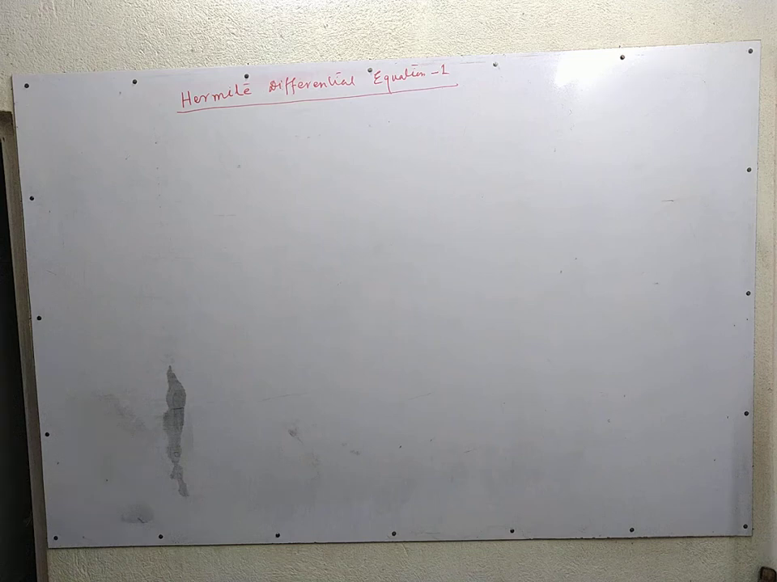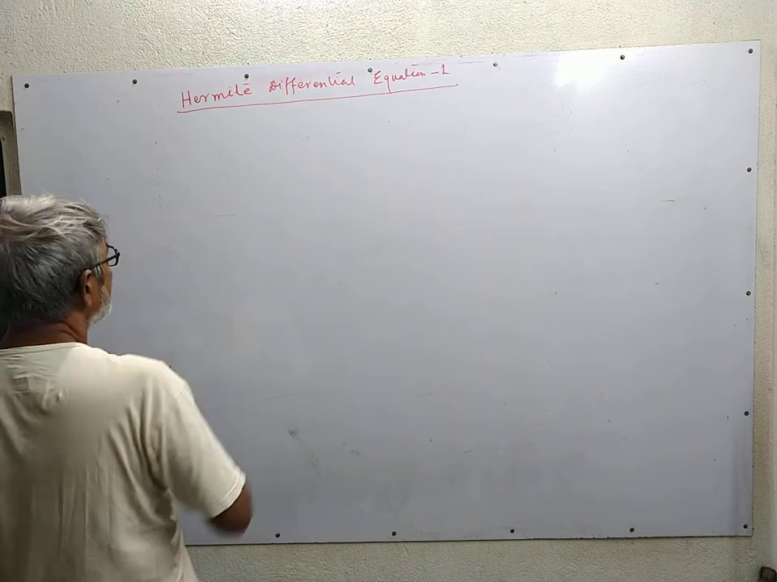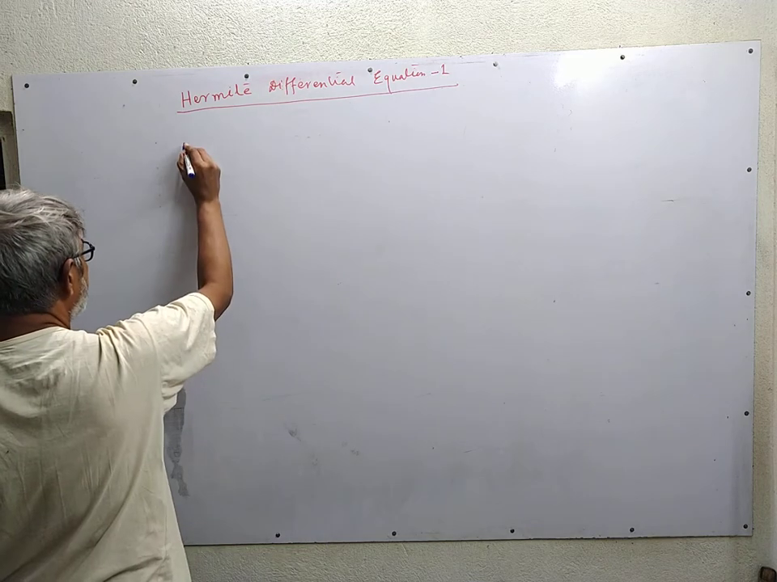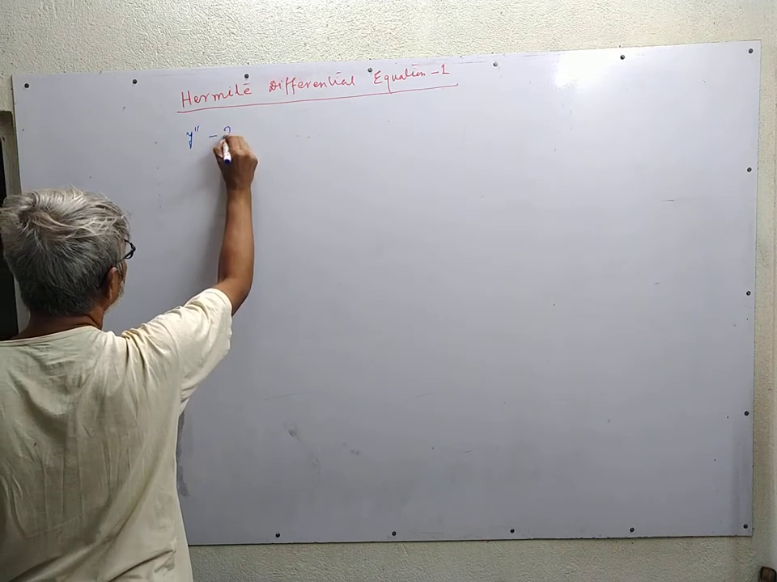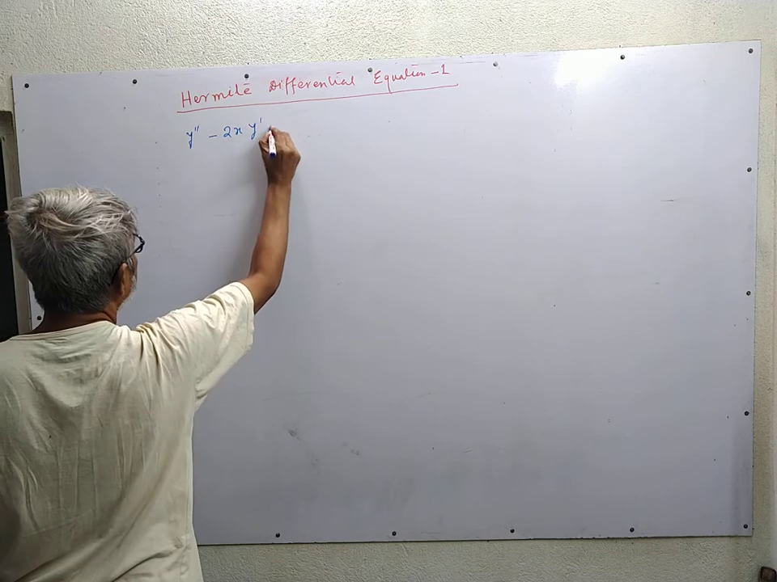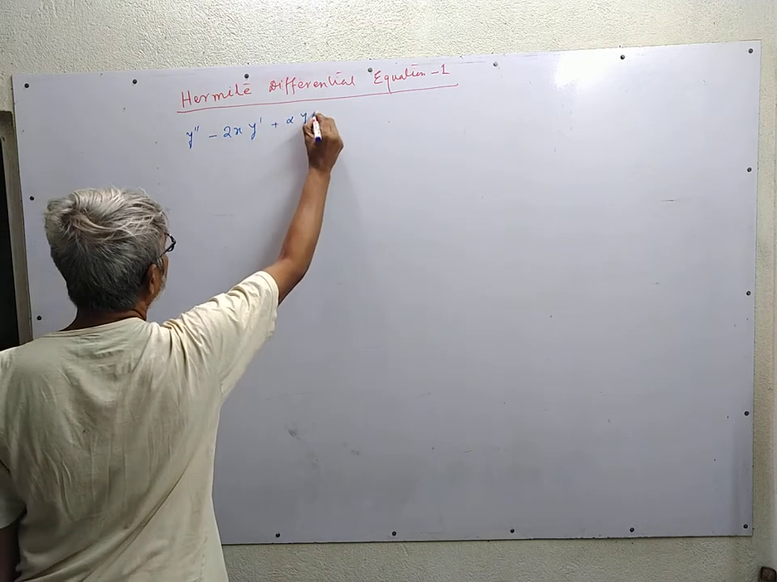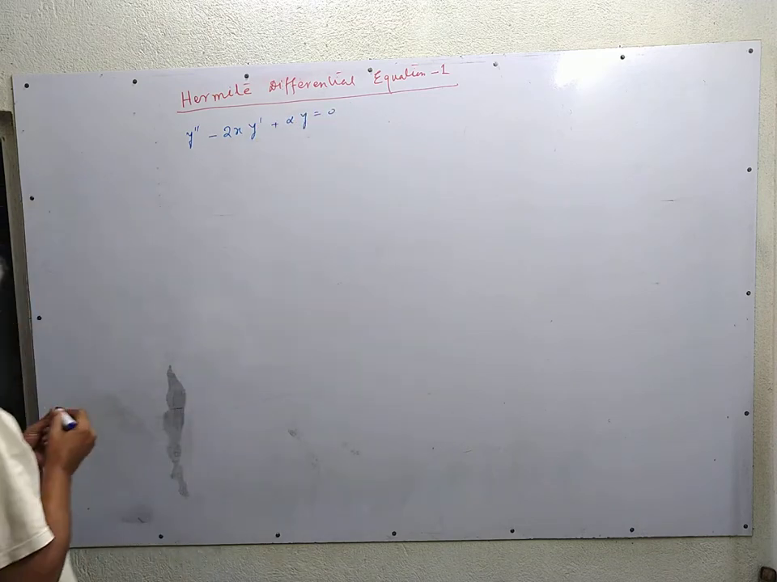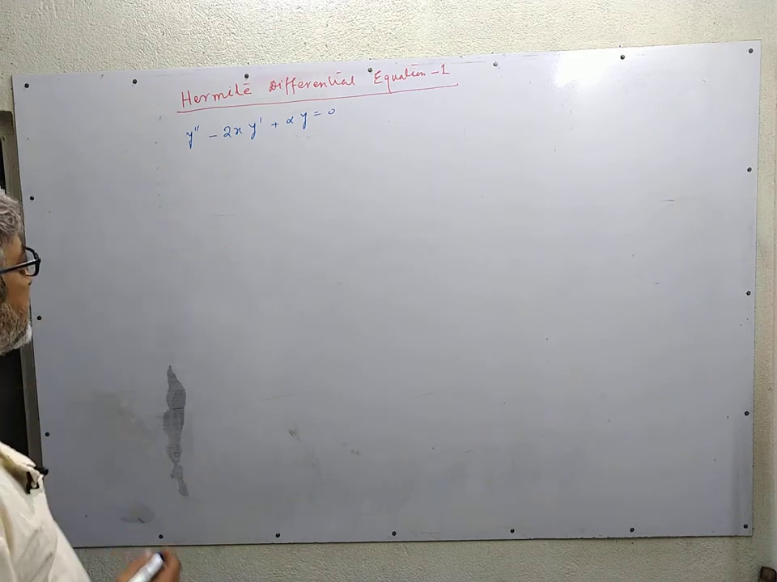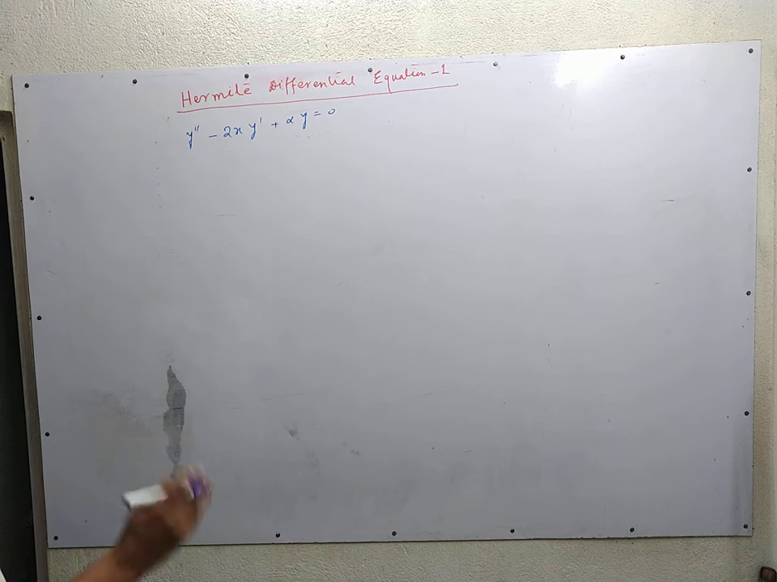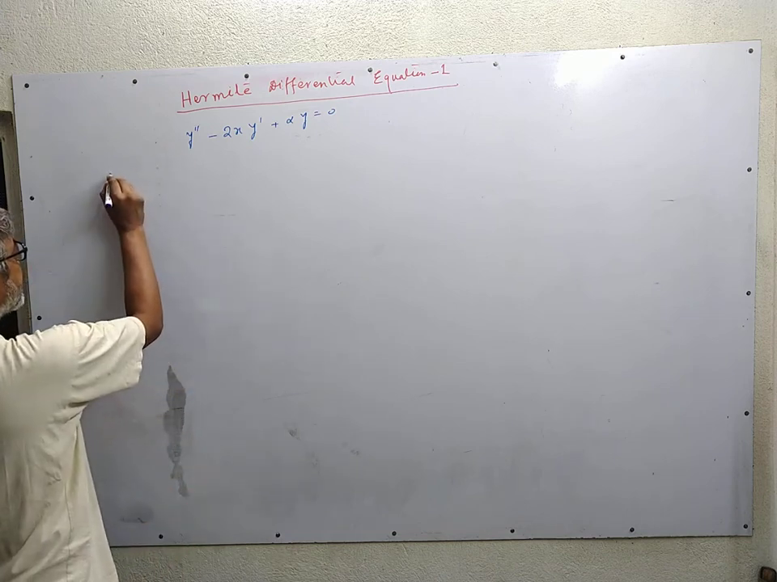Equation-1 solves the linear harmonic oscillator problem quantum mechanically. One encounters a differential equation known as the Hermite differential equation. The equation is y double prime minus twice x y prime plus alpha y is equal to 0. Clearly, any finite x is a regular point of this differential equation.